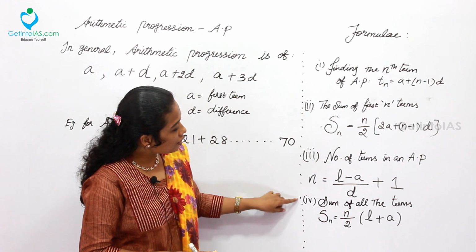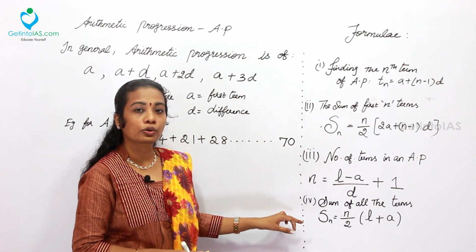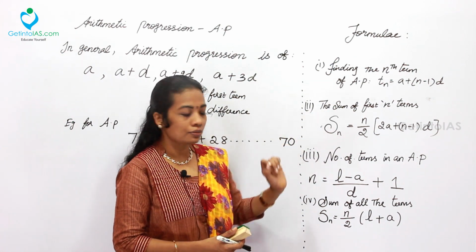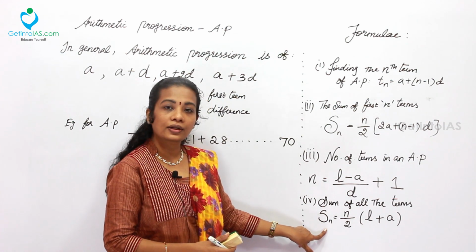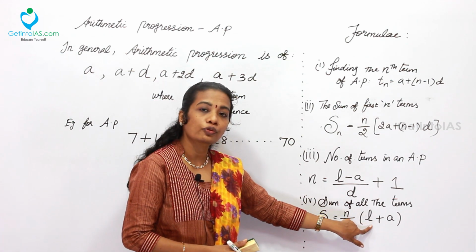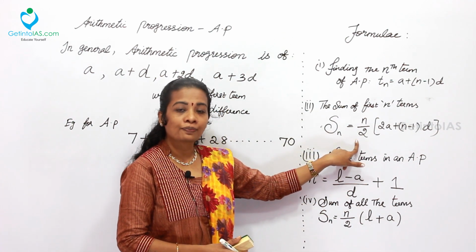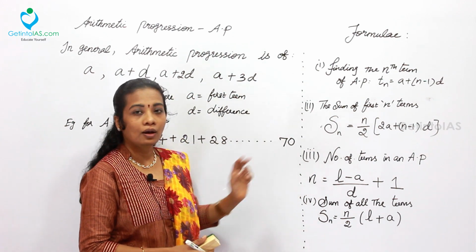So there is a distinction between the second and fourth formula. However, both are asking you to find the summation of the terms. Here first n terms, here sum of all the terms. This is applicable only when you know the value for the last term. Here you can apply this formula even if you are not knowing the last term. So let's apply one by one.